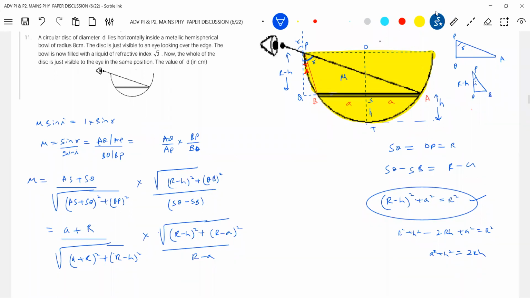He's asking now the whole of the disk is just visible to the eye in the same position. The value of D is being asked. D is what? 2A. Check the calculation. We'll get this one.